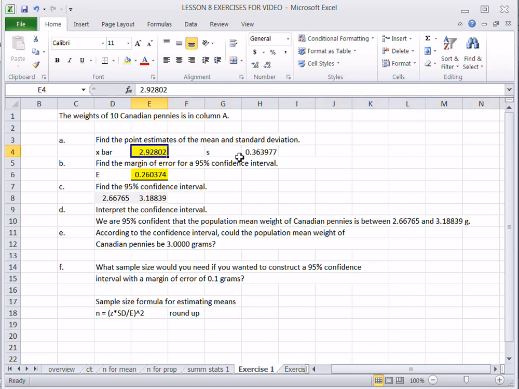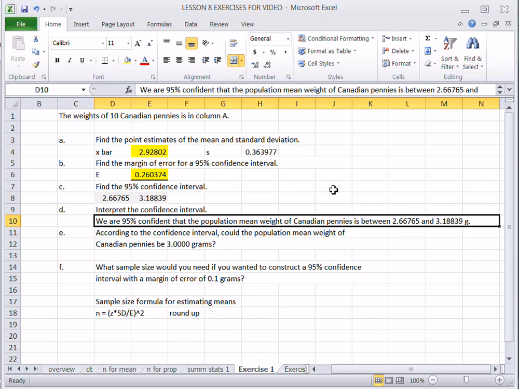We had a point estimate of 2.92802 grams. Now we have a margin of error, though, of 0.260374 grams. So it's like saying, okay, we're estimating the mean weight of pennies as 2.92802 grams, give or take 0.260374 grams. All right, so that puts us between 2.66765 grams and 3.18839 grams. Well, how certain is that? Well, there's a 95% chance that the true mean is within those two values. All right, and there's a 5% chance that we're wrong and we didn't estimate it correctly.